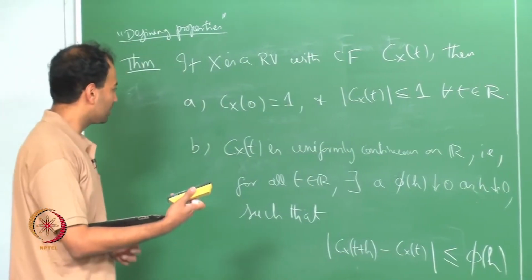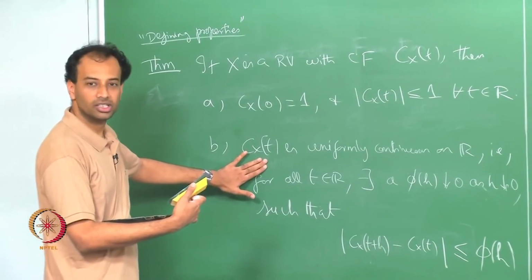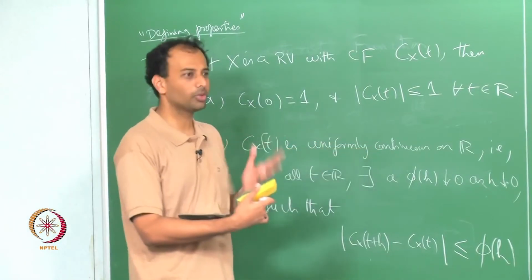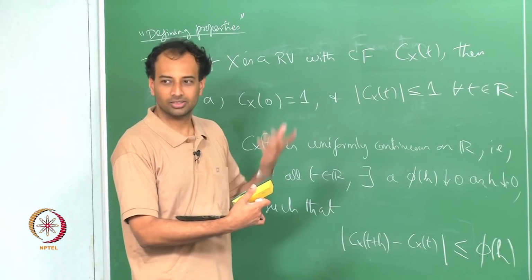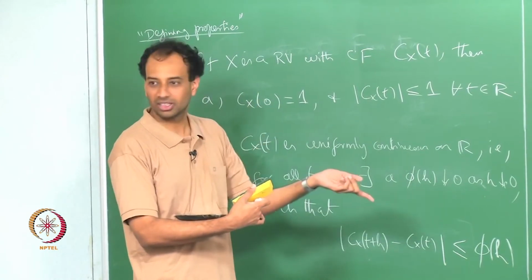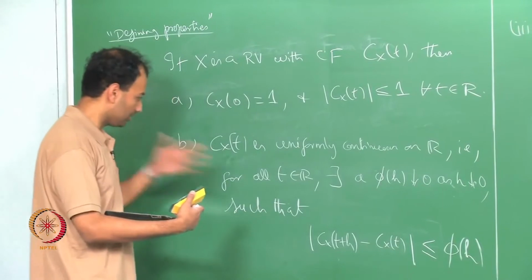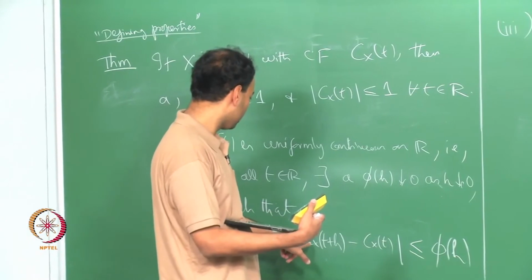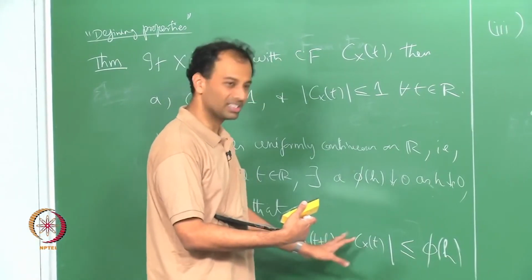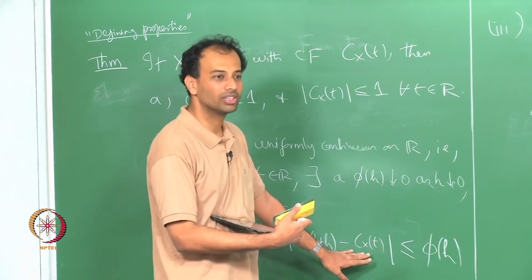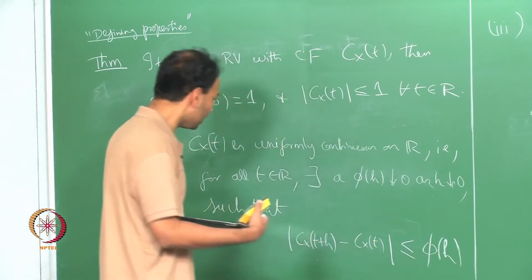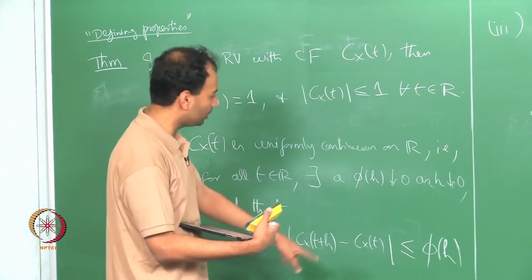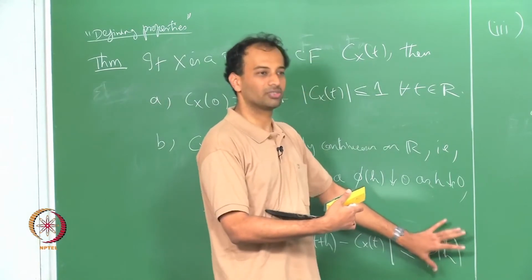So this essentially says that the characteristic function is a continuous function of t, in fact a uniformly continuous function of t. Uniform continuity is a stronger form of continuity. Uniform continuity implies continuity, but not the other way around. Normally by continuity you mean that this absolute difference is small as h tends to 0, right. But in the case of uniform continuity, no matter what t you choose, this absolute difference is uniformly bounded by this function phi of h.